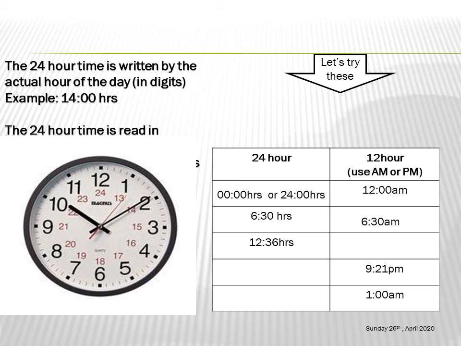What about 12:36 hours? It means we are in the 12th hour, 36th minute of the day. What does this tell you? Remember, I said to you that midday starts from 12. Now, what will the time be in the 12-hour clock? It has passed midday by 36 minutes. So, the time will be 12:36 p.m.